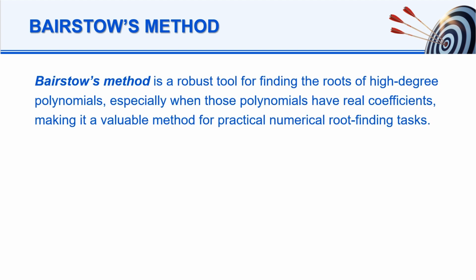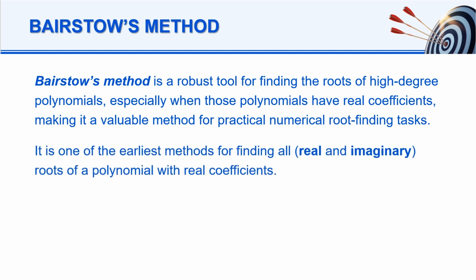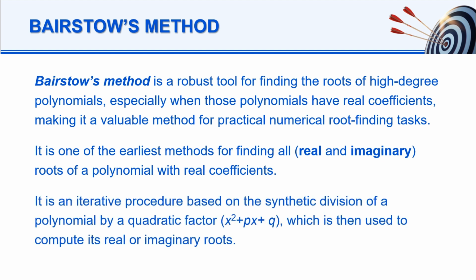Bairstow's method is a robust tool for finding the roots of high-degree polynomials, especially when those polynomials have real coefficients, making it a valuable method for practical numerical root-finding tasks. It is one of the earliest methods for finding all real and imaginary roots of a polynomial with real coefficients. It is an iterative procedure based on the synthetic division of a polynomial by a quadratic factor, which is then used to compute its real or imaginary roots.